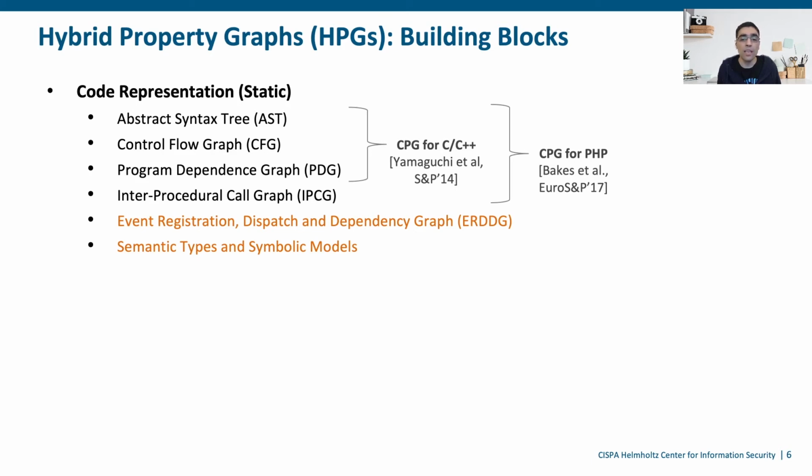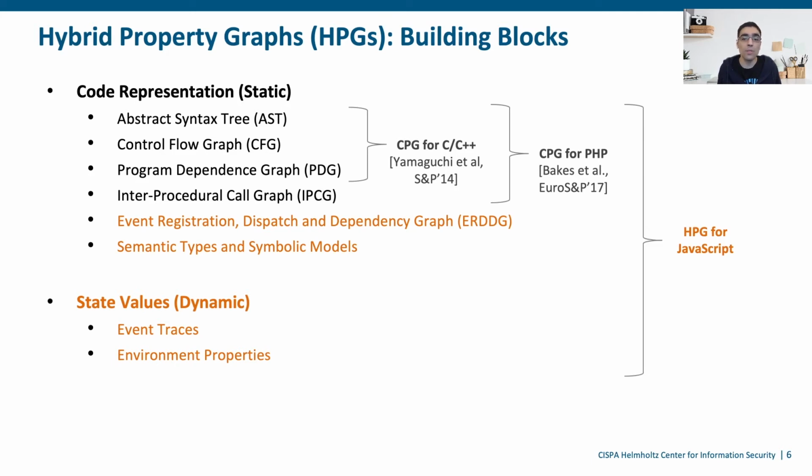Finally, to address a dynamic web execution environment of client-side JavaScript programs, in addition to the static code representation, we add the dynamically collected state values that are event traces and environment properties. Now, if we combine all these models, we obtain a graph which captures both static and dynamic program behaviors, which we call hybrid property graph, or in short, HPG.